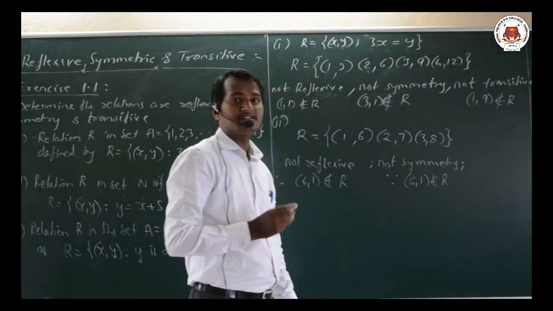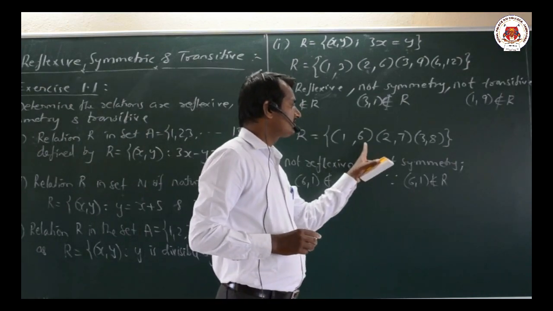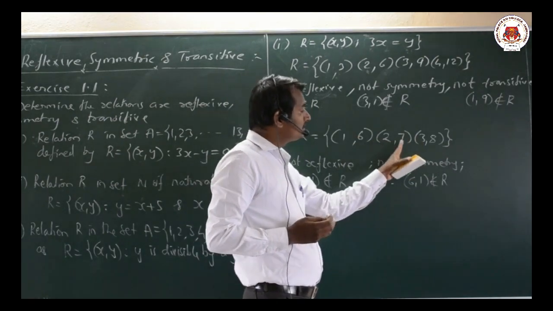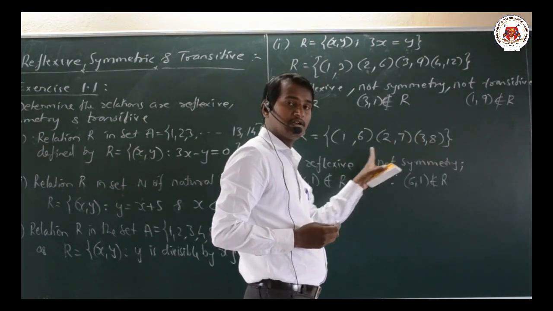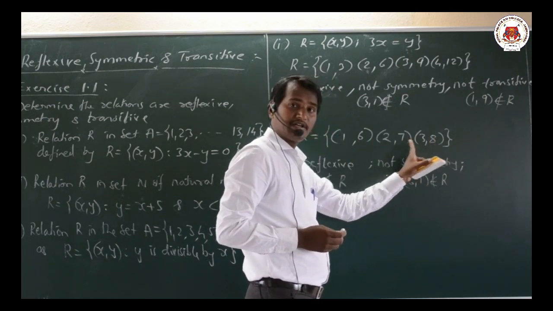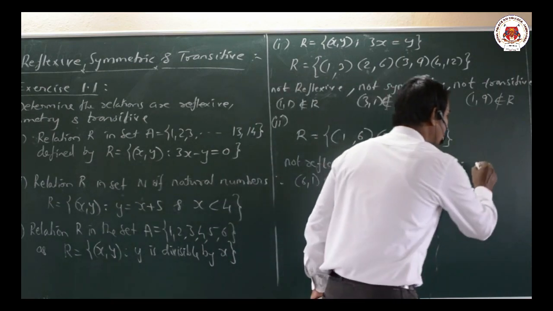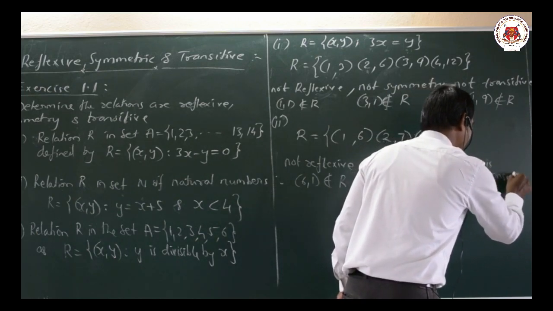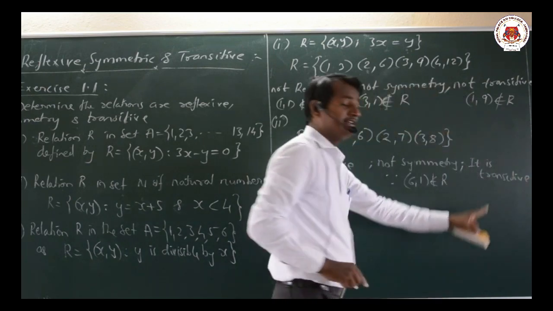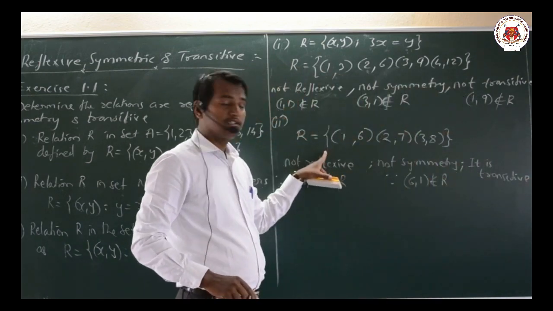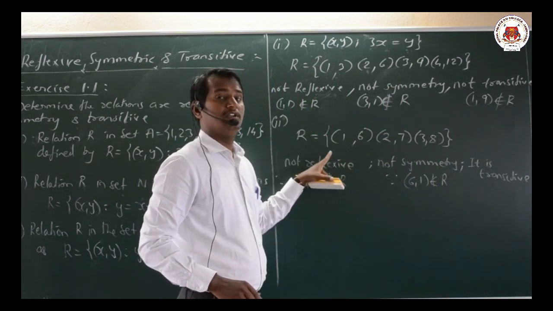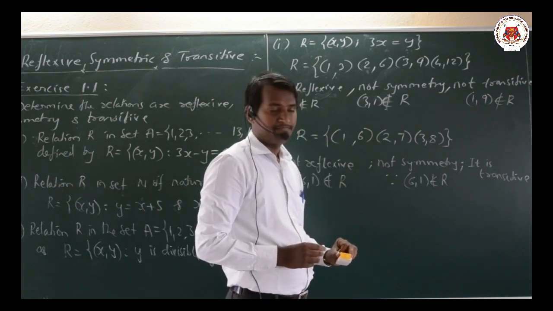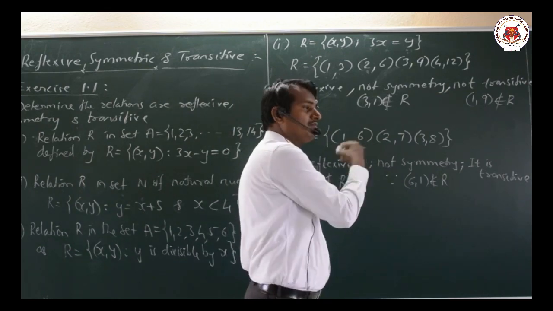At last, transitive. Transitive means what do we have here? (1, 6) is there. Anything starting with 6 now? Nothing is there. We can't check for transitive. Next, (2, 7) is there. Anything starting with 7 here, ordered pair? Not there. We have (3, 8). Anything starting with 8 here? Nothing is there. Therefore, it is transitive. Why is it transitive? Because the definition of transitive is not applicable. If it is not applicable, it is obvious that it is transitive only.